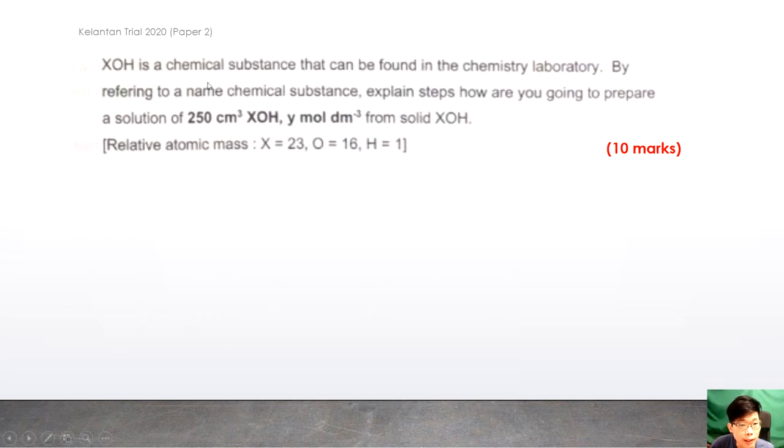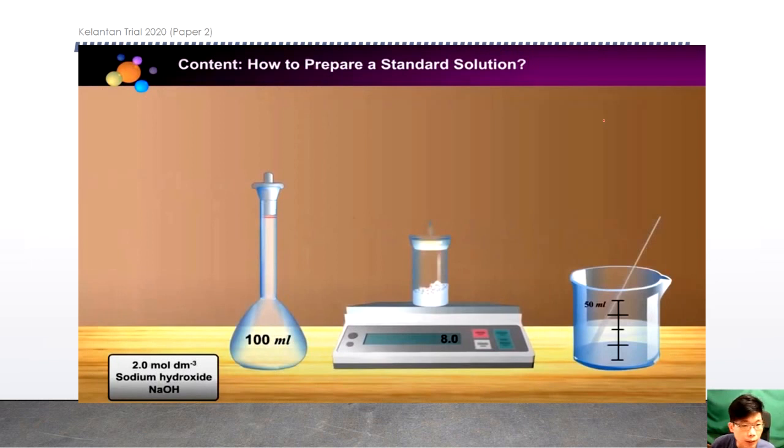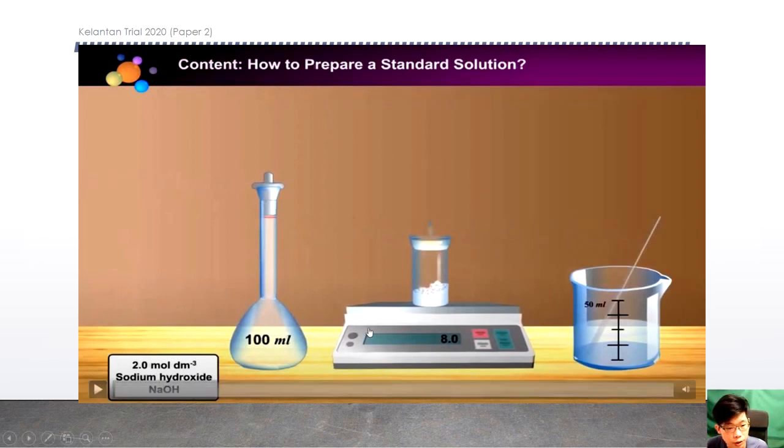So XOH is a chemical substance that can be found in the chemistry laboratory. By referring to the name of the chemical substance, explain the steps of how you are going to prepare 250 cubic centimeter of 1 mole per cubic decimeter XOH solution from solid XOH. Now we look at the relative atomic mass given. X is 23, so directly we will know this is sodium, meaning sodium hydroxide. So 10 marks in this one. Actually, this question is talking about the preparation of a standard solution. So now we look into how we prepare the standard solution.